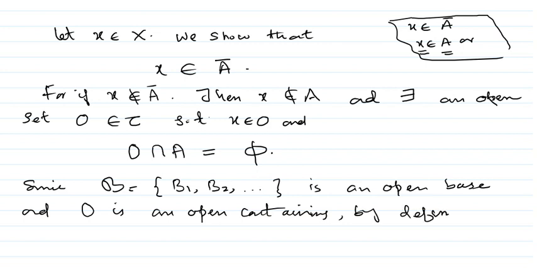By definition of open base, okay, I will write it in brackets, by definition of open base, I will mention it here, by open base there exists some bk such that this x is in bk and bk is a subset of O. So therefore x is in bk, and bk is a subset of O. So that means every point of bk is contained in O.